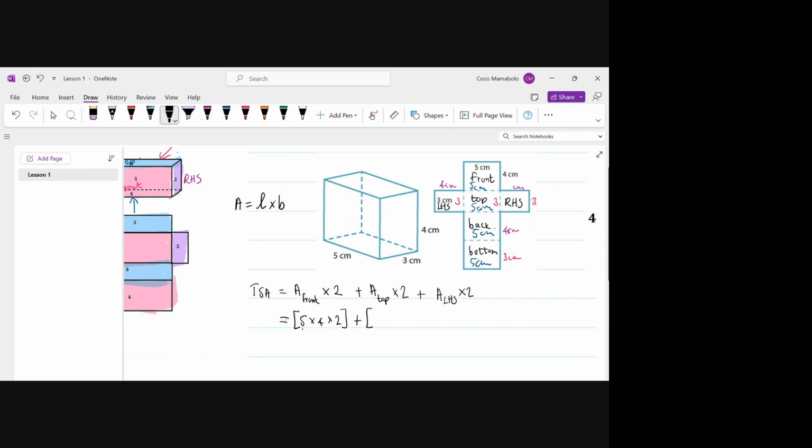We've got here that the top is 5 times 3. So 5 times 3 times 2, plus the area of the left-hand side, which is 4 by 3. So we'll have 4 times 3 times 2. And we can punch that into our calculator and get an answer. We don't actually have to calculate this.